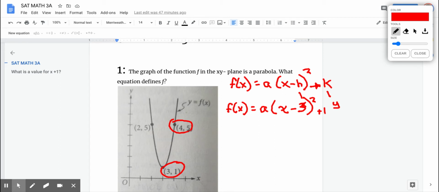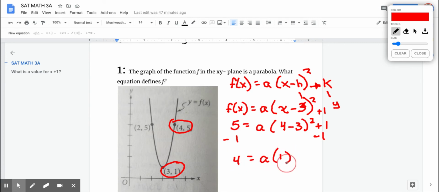So we have here the y. The f of x is the y, which is 5, so we're going to say 5. And we're trying to find a. So it's going to be a, and the x is 4. You see it right here. 4 minus 3 squared plus 1. So we can subtract the 1 on both sides. And now we have 4, and 4 is going to equal a times... 4 minus 3 is 1. 1 squared is just 1. So 4 is a.